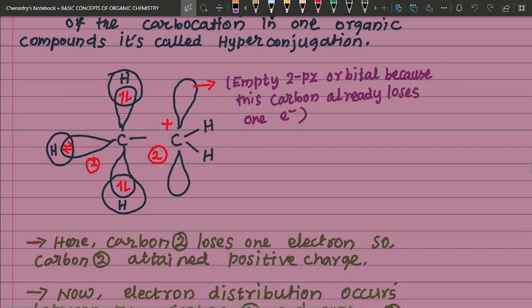See here, this is the carbocation. So this approaches this carbon. Now this carbon-hydrogen bond is breaking. So this one orbital is going to jump into this empty carbon 2pz orbital. Let's see, empty 2pz orbital, because this carbon has already lost one electron. We know that. See here, carbon 2 loses one electron, so carbon 2 attained a positive charge. Please, let's see this diagram.